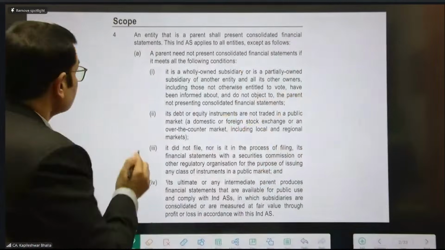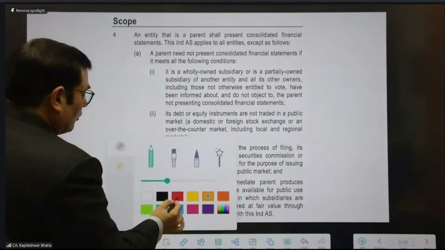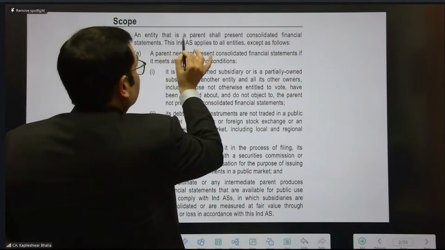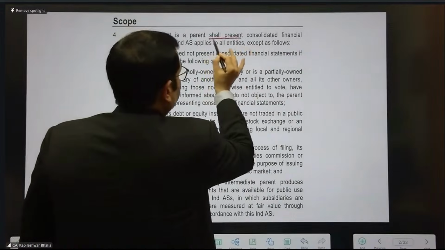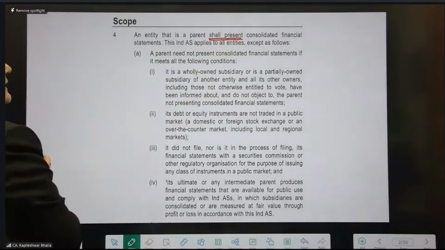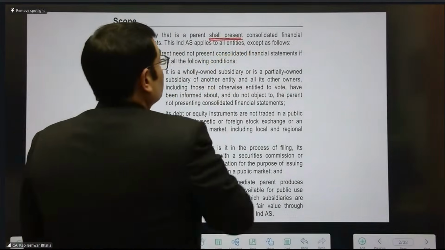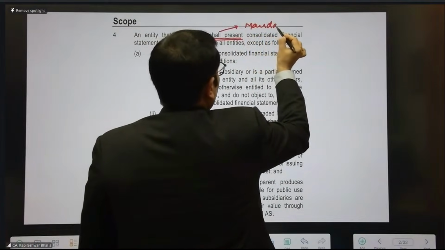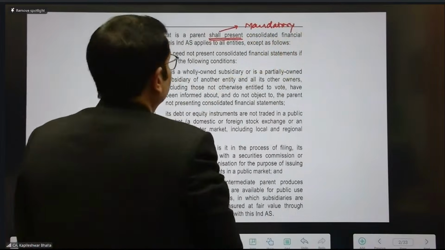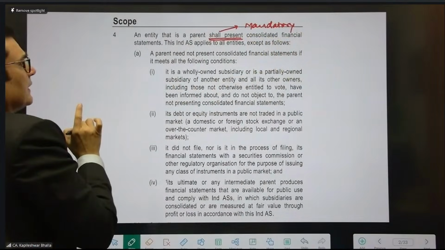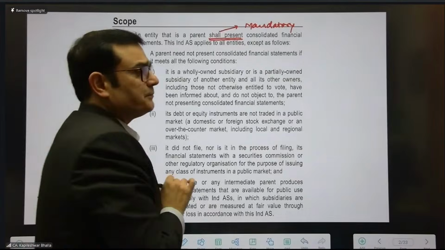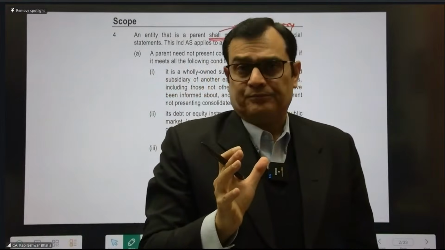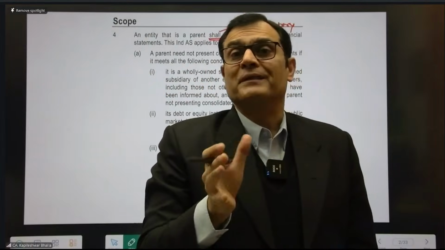Let's read. This is para number 4 of Ind AS 110, which says an entity that is a parent shall present. The word shall is indicative that this is mandatory in nature. Now, when it says an entity that is a parent, when an investor gets a control over the investee, the investor is called the parent.